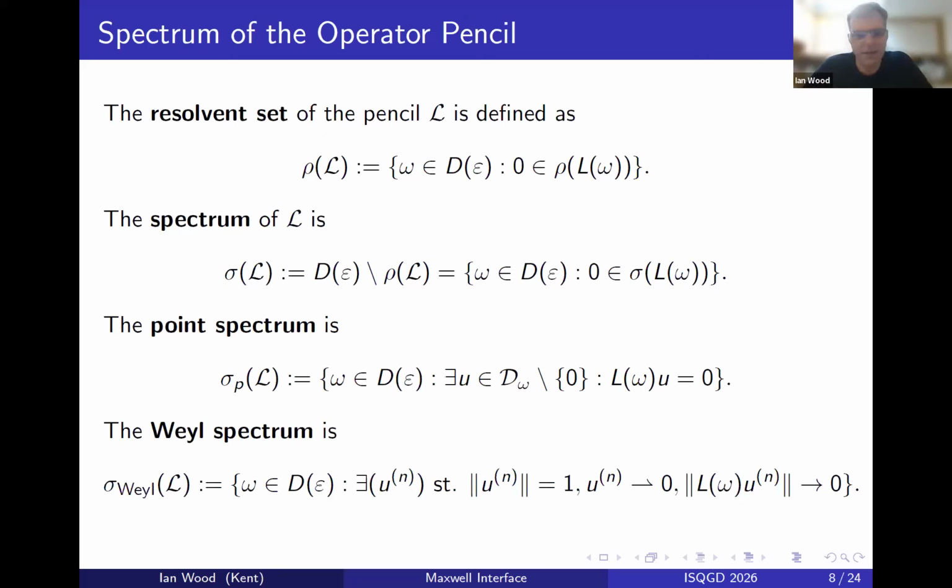And omega is in the Weyl spectrum of the pencil if 0 is in the Weyl spectrum of L of omega, which means you've got a sequence of functions in the domain which have norm 1, which converge weakly to 0, and such that in norm L of omega applied to the sequence goes to 0.